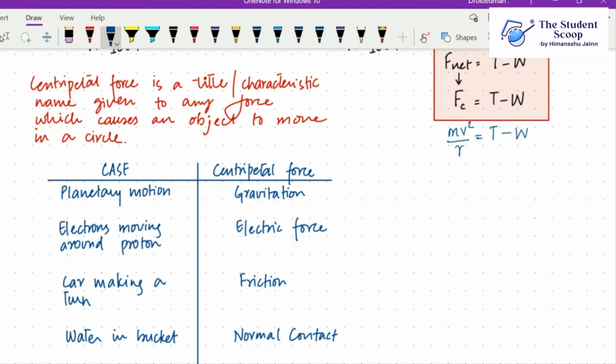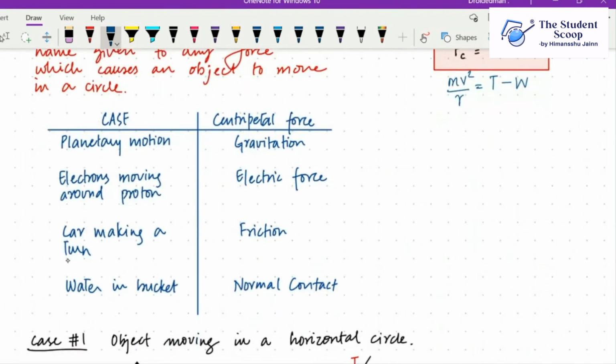If I have water in a bucket and I am swinging it about a circle, in that case, the contact force of the water with the bucket is the centripetal force. So there are multiple cases, and we will see multiple examples when we solve problems. There are multiple possibilities, but no matter how many forces are acting, the resultant force is what gives us the centripetal force.